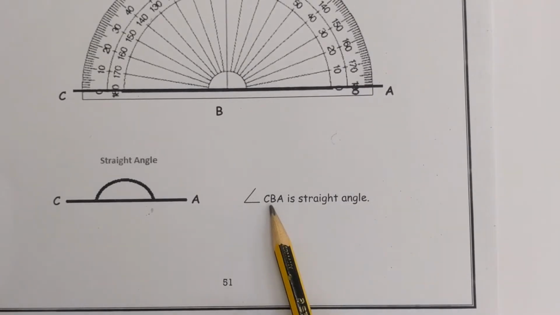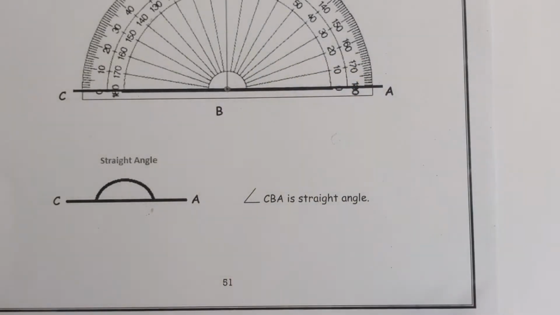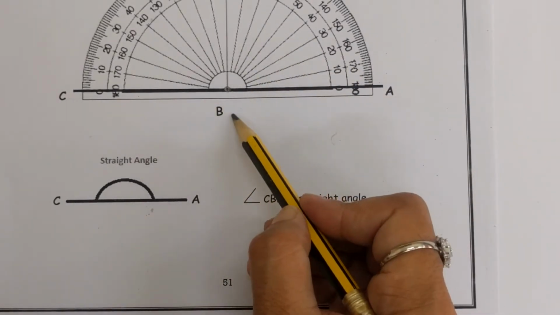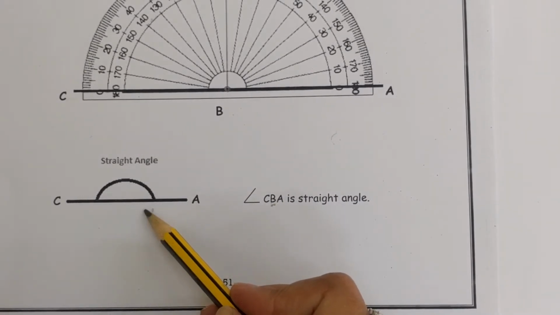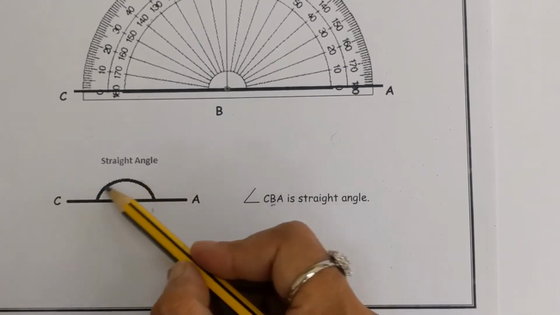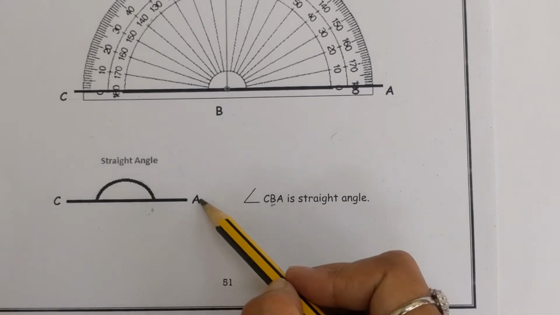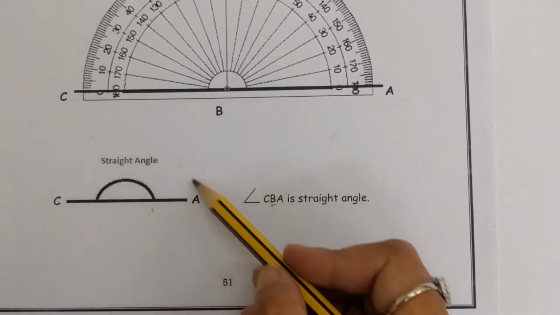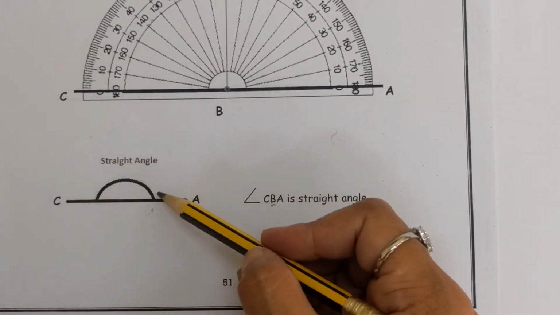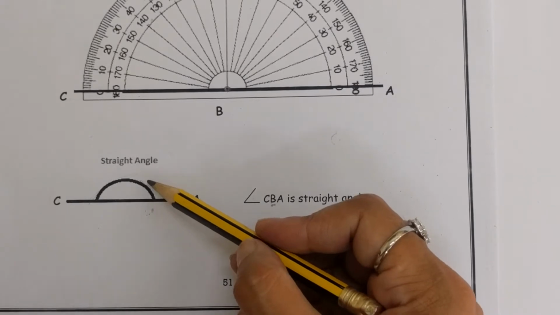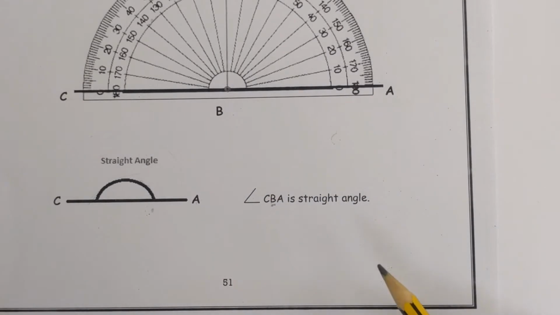Why is B in the middle position? Because we are constructing the straight angle at point B, and this point B is our vertex. So the vertex is always in the middle position. This one is another simple figure for the straight angle. This curved line represents the straight angle, the amount of space between point A and point C. This whole space is of 180 degrees, and this straight line represents the straight angle.